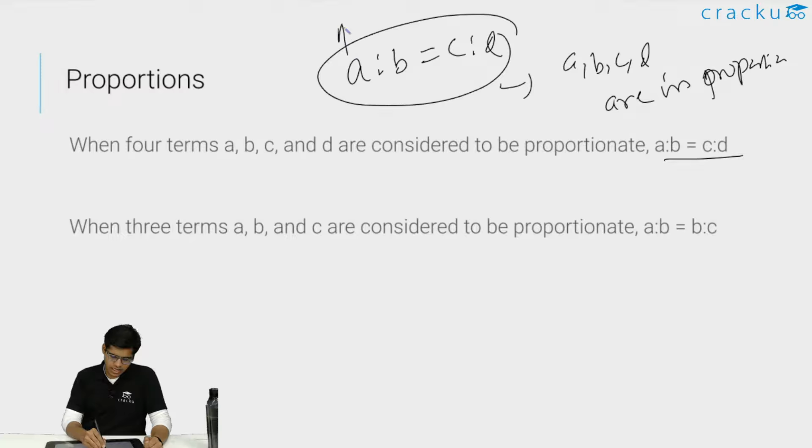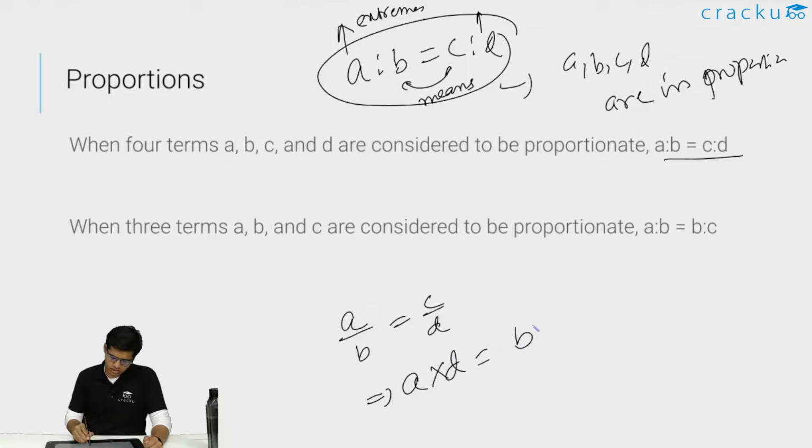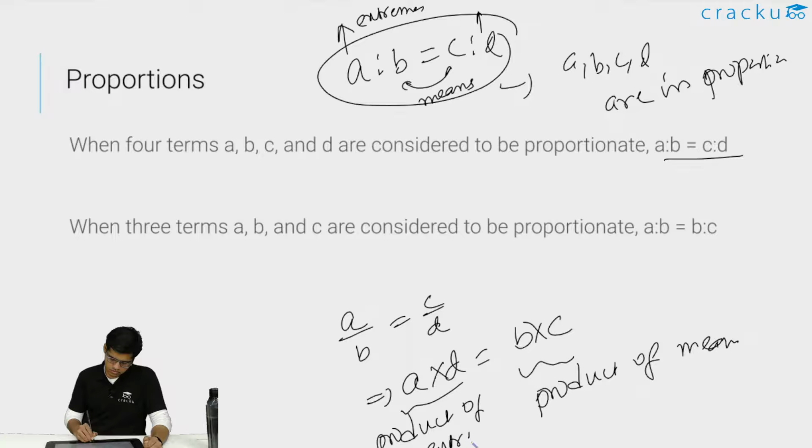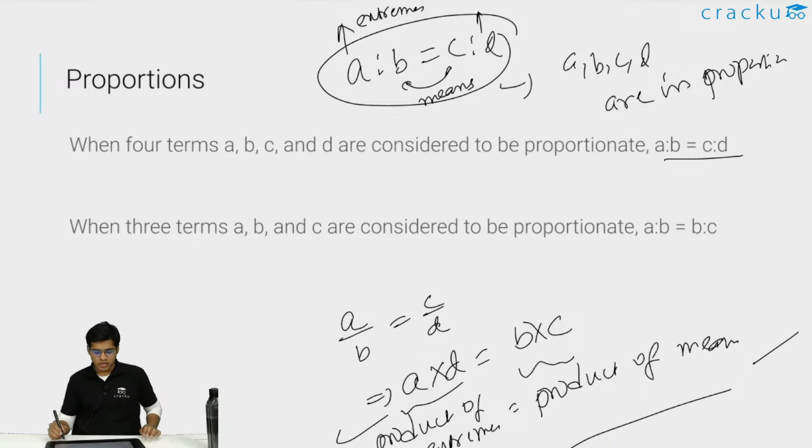Remember guys, a and d are called extremes. b and c are called means. Now if a by b equals c by d, I can write a into d equals b into c. Here b and c are means, so product of means, and a and d are extremes, so product of extremes. So I can say product of extremes equals product of means.